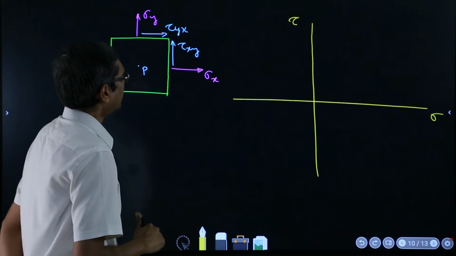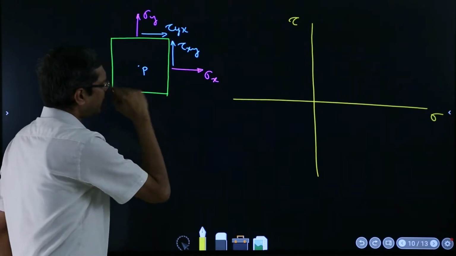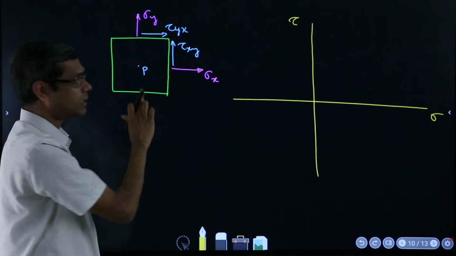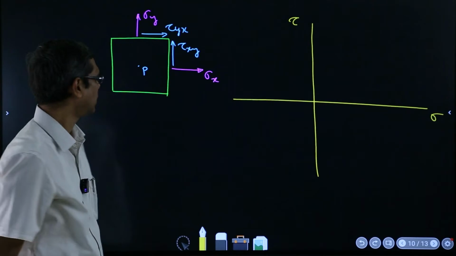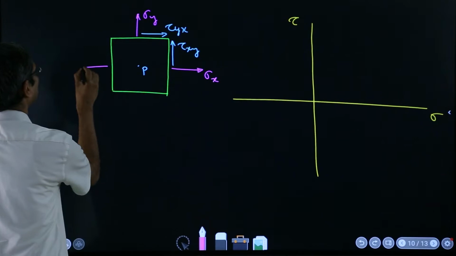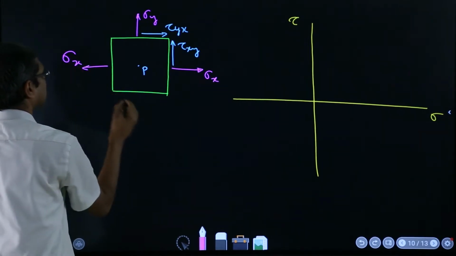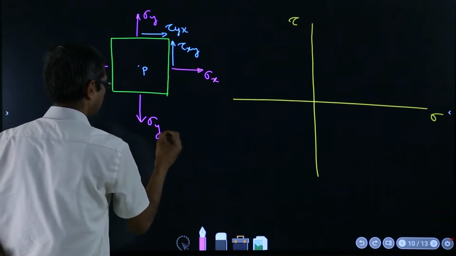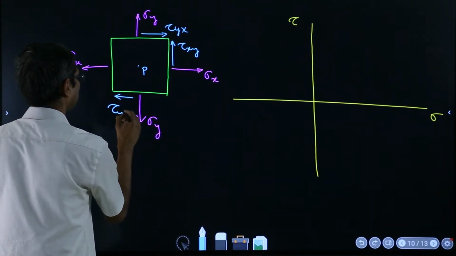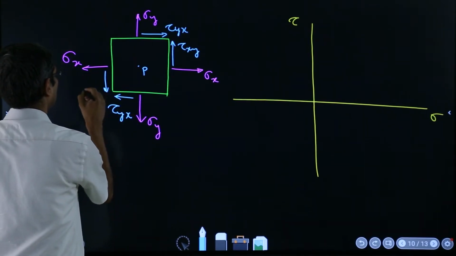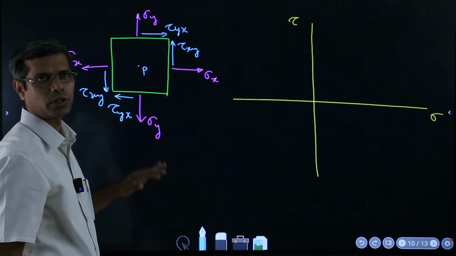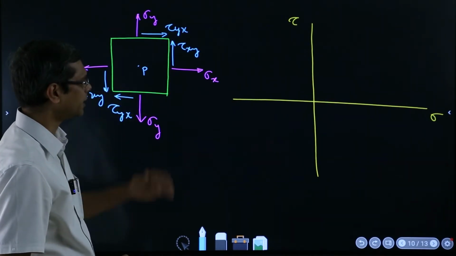The directions shown in this picture are considered positive, conventionally. So, because I am drawing a convention, let me also draw these: sigma x, sigma y, tau yx and tau xy. These are the positive sense of both the normal and the shear stresses on every plane.